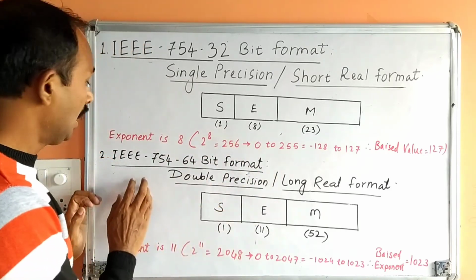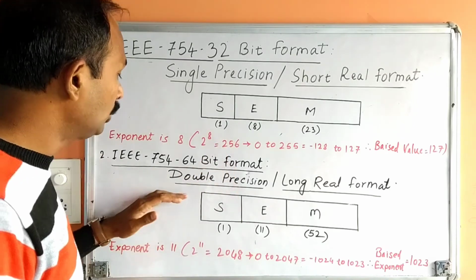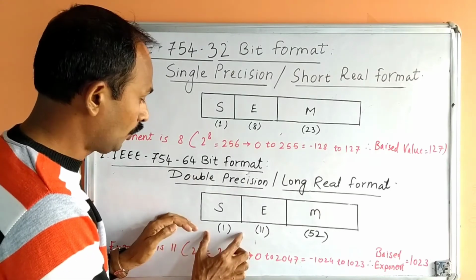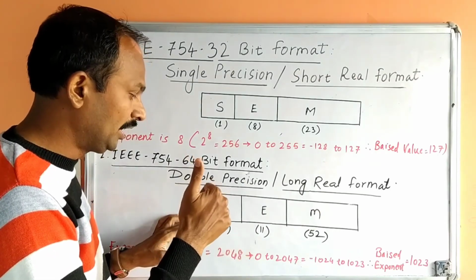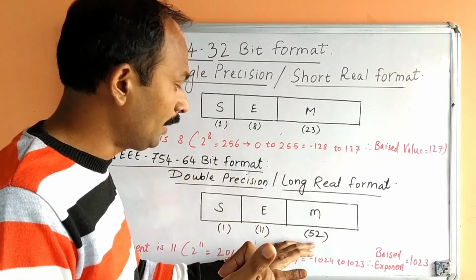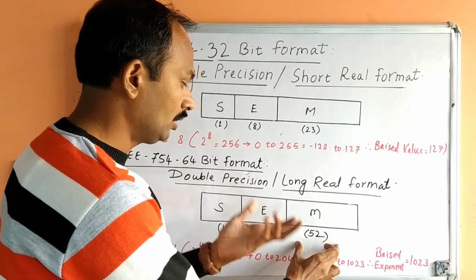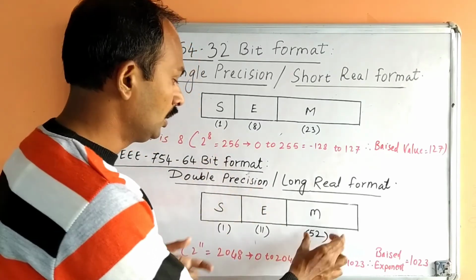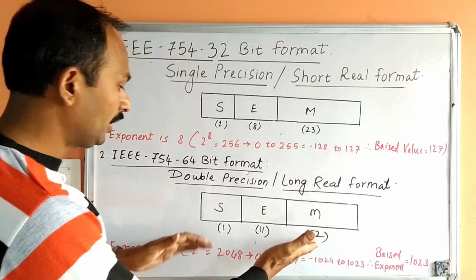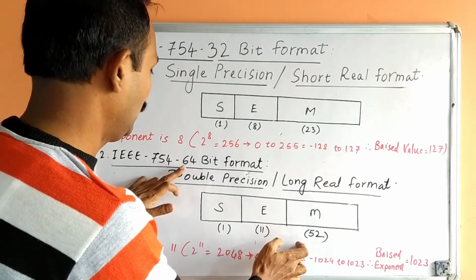Now next, the IEEE 754 64-bit format. It is also called by these two names. Here for the sign bit, 1 bit is taken. For the exponent, 11 bits are taken, and for the mantissa, because the numbers are more than 32-bit, the number of bits is more. The mantissa is 52 bits. So 52 plus 12 makes the 64-bit format.